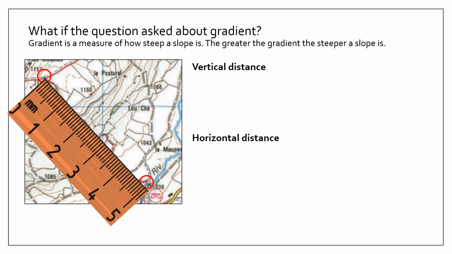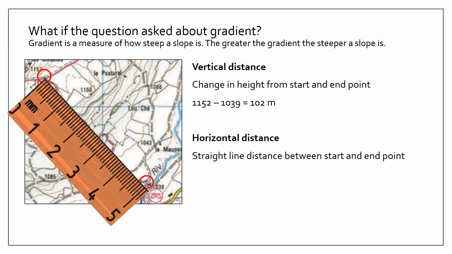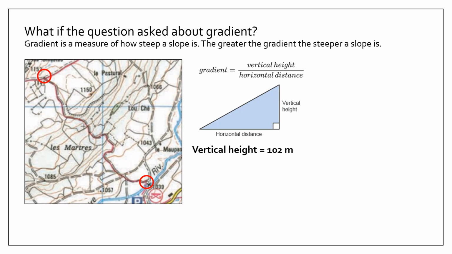So my vertical distance, we've already calculated that. It's the change in height from the start and end points, which in this case is 102 meters. The horizontal distance, again, is the straight line distance between these 2 points, which if I take my ruler out, measures at about 4.9 centimeters. And so if my scale is 1 centimeter equals 250 meters, I should get a straight line distance of 1,255 meters.